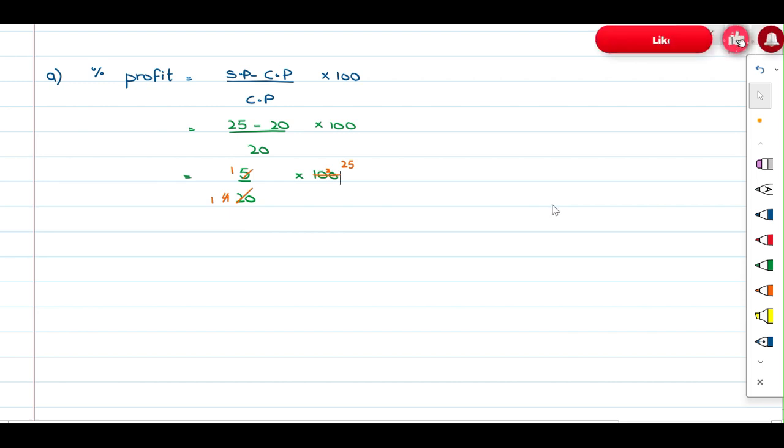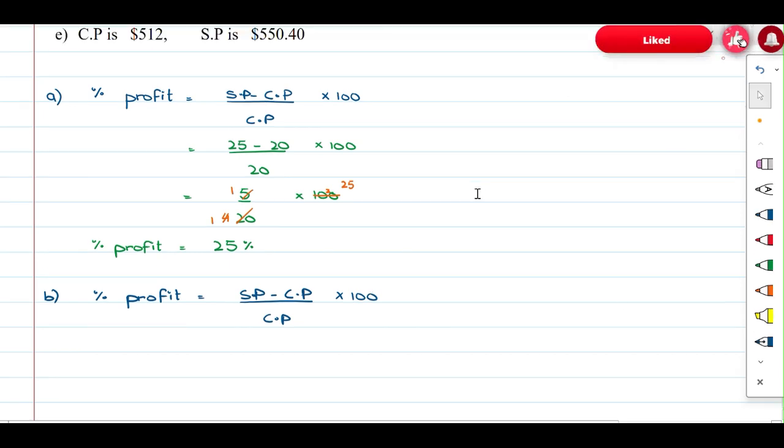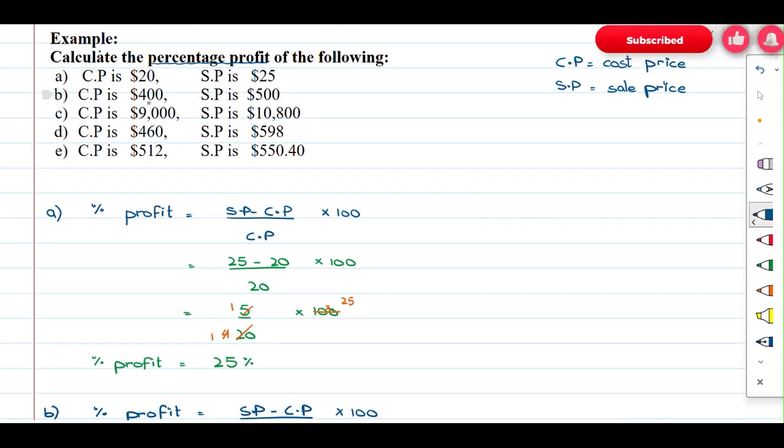So here we can say the percentage profit is 25%. All right, let's practice the second part B. Again, percentage profit, which is sale price minus cost price divided by cost price multiply by 100. All right. Now for part B, the cost price is 400, the sale price is 500.